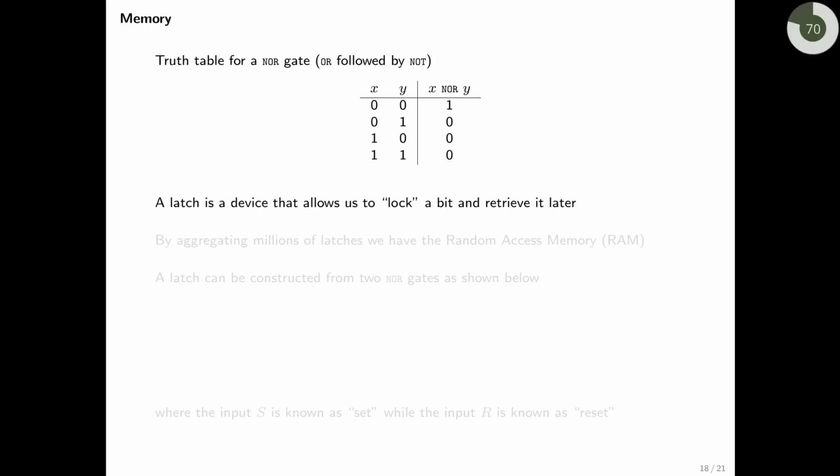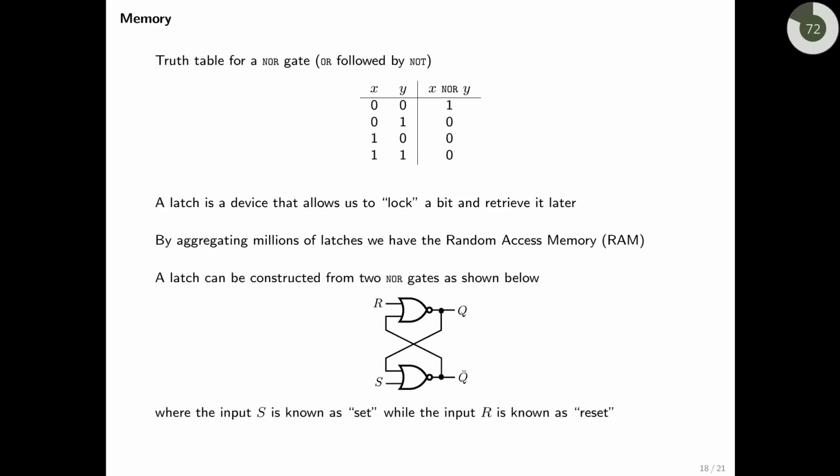All right. Now a latch is a device that is able to save or lock a bit and retrieve it later. So it's basically a 1-bit memory module. And once we have a latch in place, we can combine any number of those to get what we call random access memory. So you can take 1 billion latches, put them together, and you have a gigabyte of memory, right? Now the question is, how do you build a latch? How do you build a 1-bit memory module? Well, you combine these NOR gates using this configuration, all right? And that can remember a bit of information. So let's see how that works.